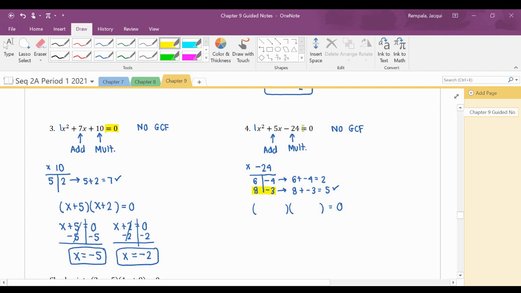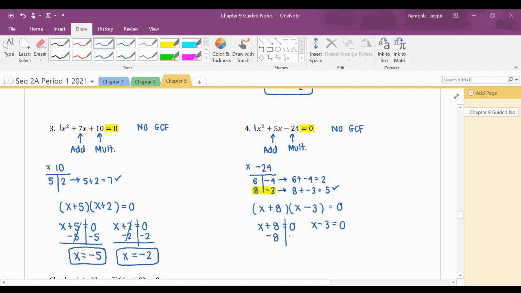Once again, notice that because my original problem says equal 0, I'm making sure that I say equal 0 with my factors. I start each of my parentheses with an x. I want a +8 in one of the parentheses, a -3 in the other. I then want to set each of those parentheses equal to 0 so I can finish solving for x.